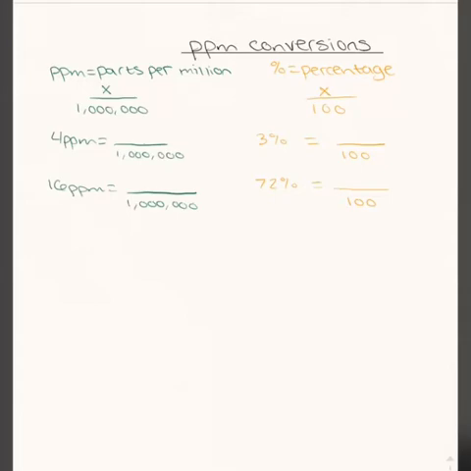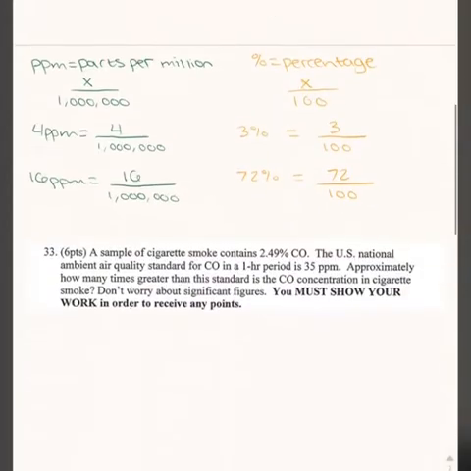So 4 ppm would just be equal to 4 over 1 million, and 16 ppm would just be equal to 16 over 1 million. Percentages, on the other hand, are over 100, so that would mean that 3% is equal to 3 over 100, and 72% is equal to 72 over 100. So now that we know this, let's go ahead and look at an example problem.